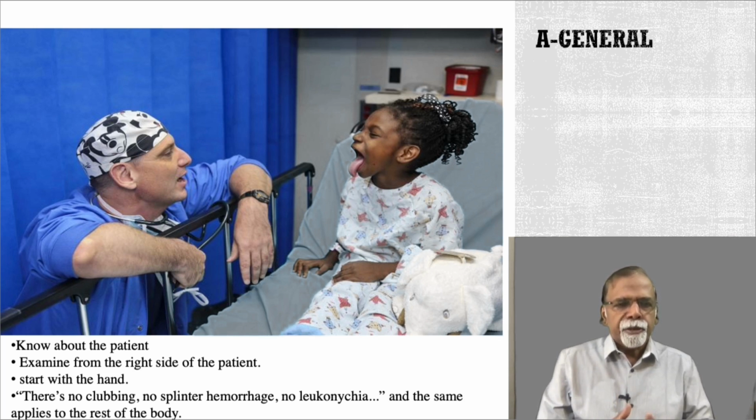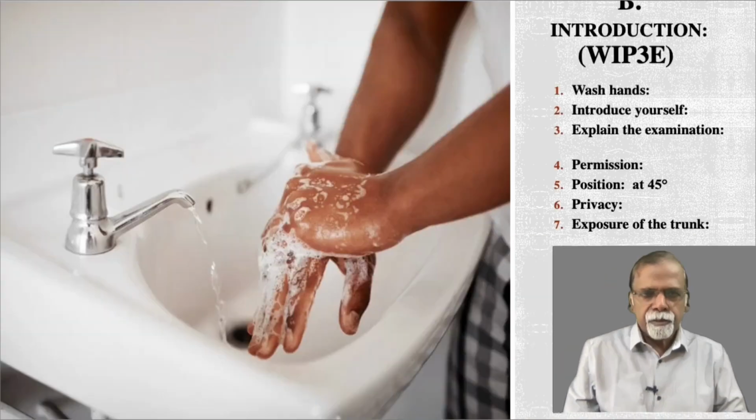And when you are presenting, you should tell not only the positive findings but also the negatives. For example, if you are examining the hands and see that there is no clubbing, cyanosis or lymphadenopathy, you should positively mention it like this: there is no clubbing, no splinter hemorrhage, no leukonychia, and this should be applied for examination of other parts also. This is the first thing I would like to tell in general.